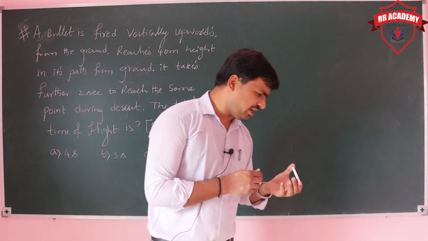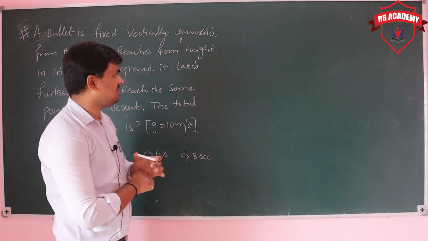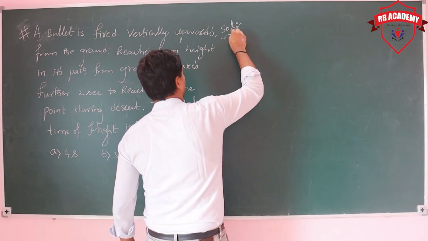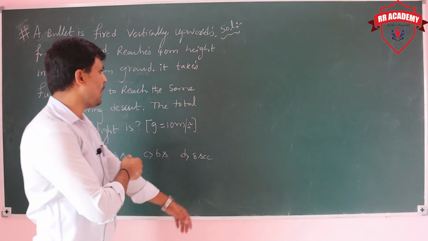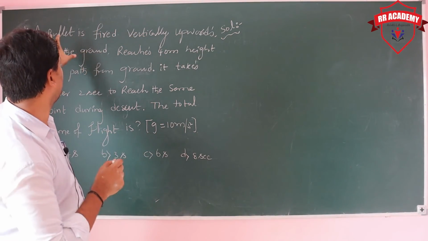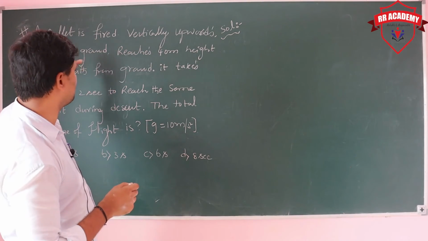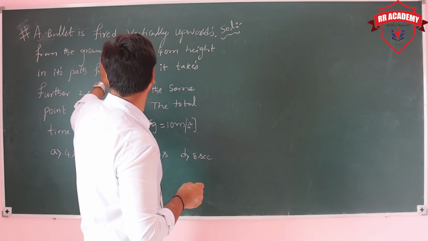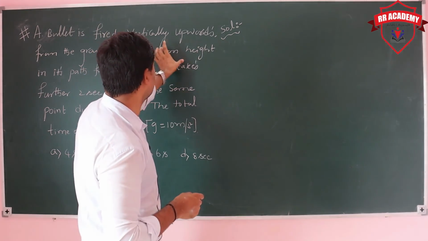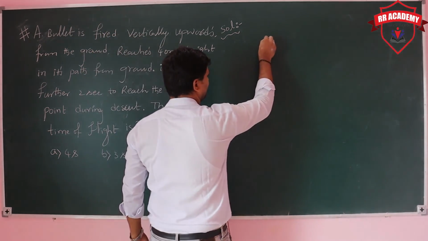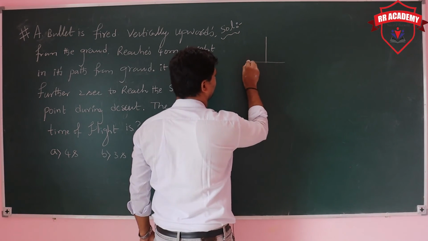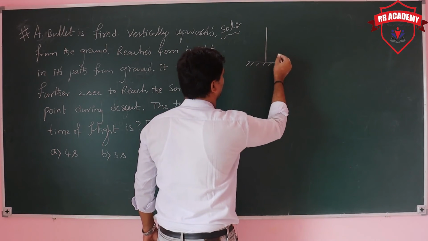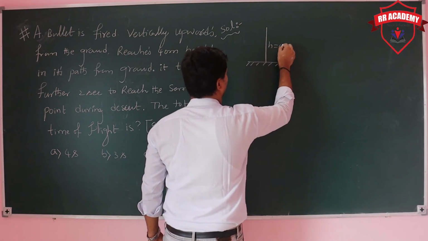This question came in JEE Mains, not exactly, but it has come one time. So see here. First of all, take that body. A bullet is fired vertically upwards. We don't know with what velocity it is fired, and it reaches 40 meters height. So first take this: from the ground, the height is 40 meters.